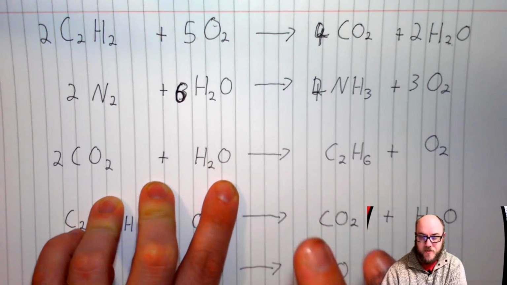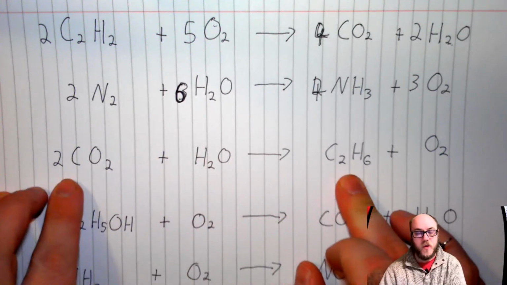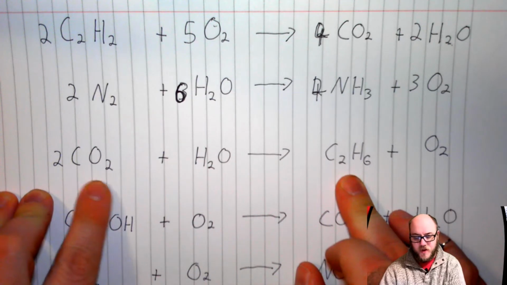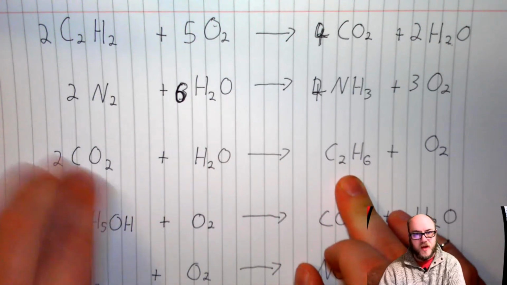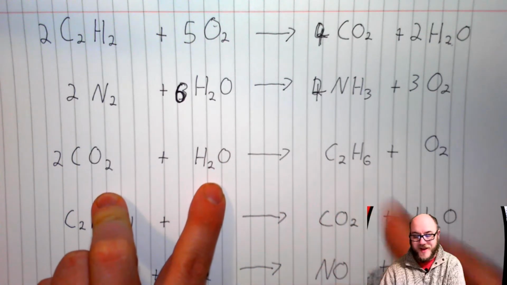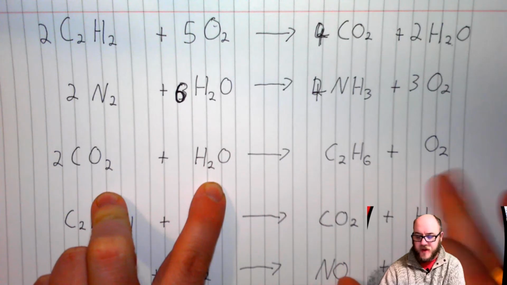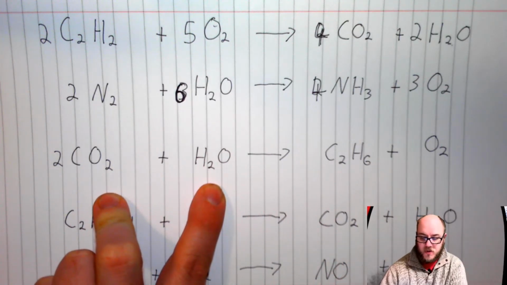And I'll explain it again before I skip the step. I want 2 carbons here, so I multiply this by 2. Okay? But whatever I do to this, I'm going to have an odd number of oxygens. I cannot have an odd number of oxygens. I need an even number to balance with this.